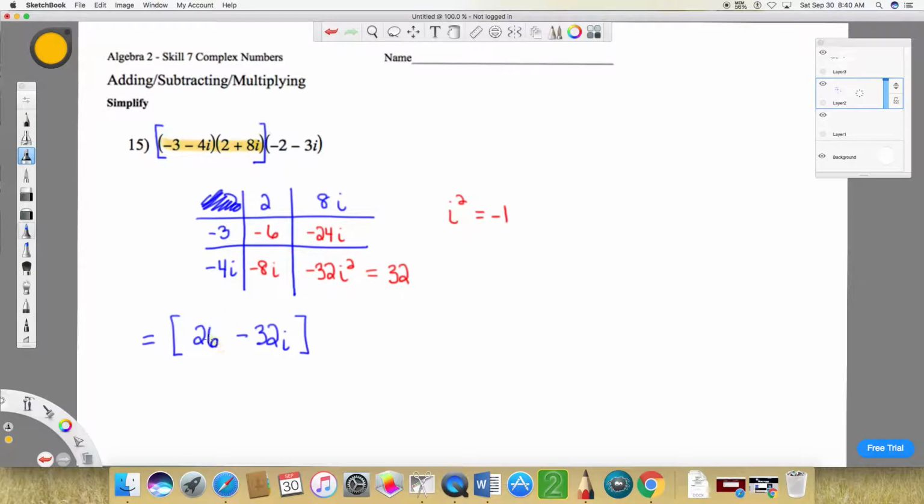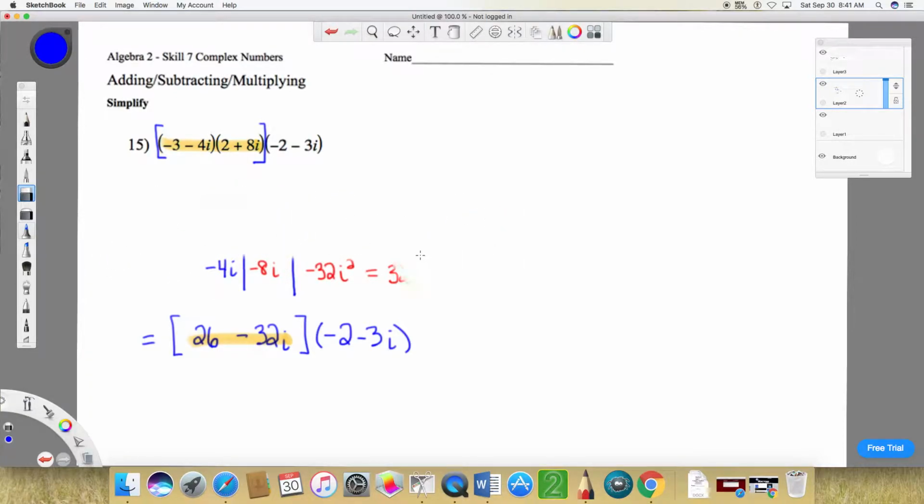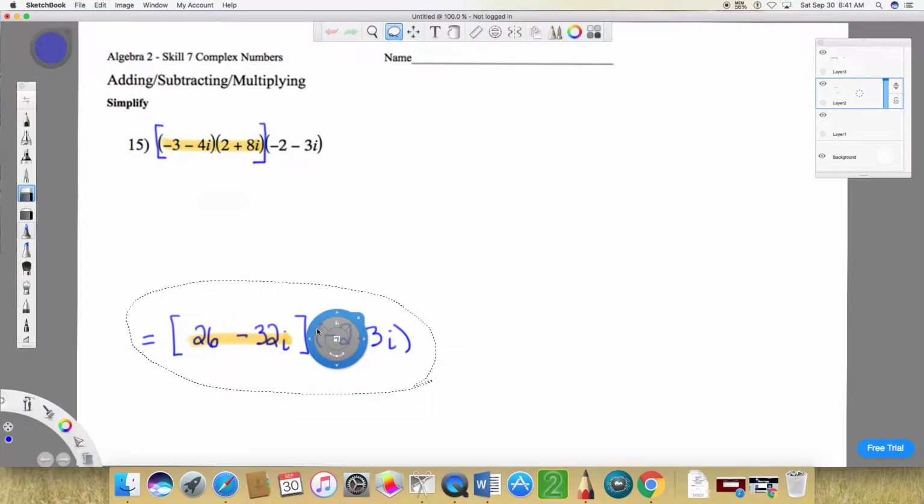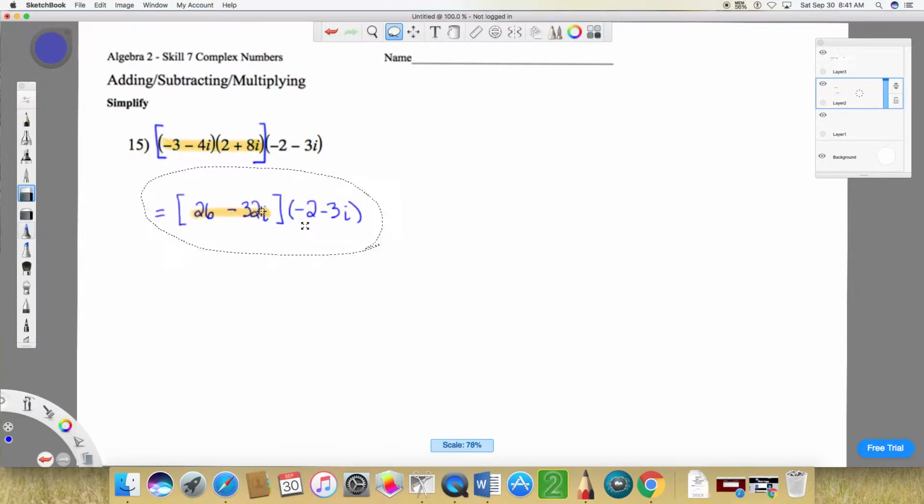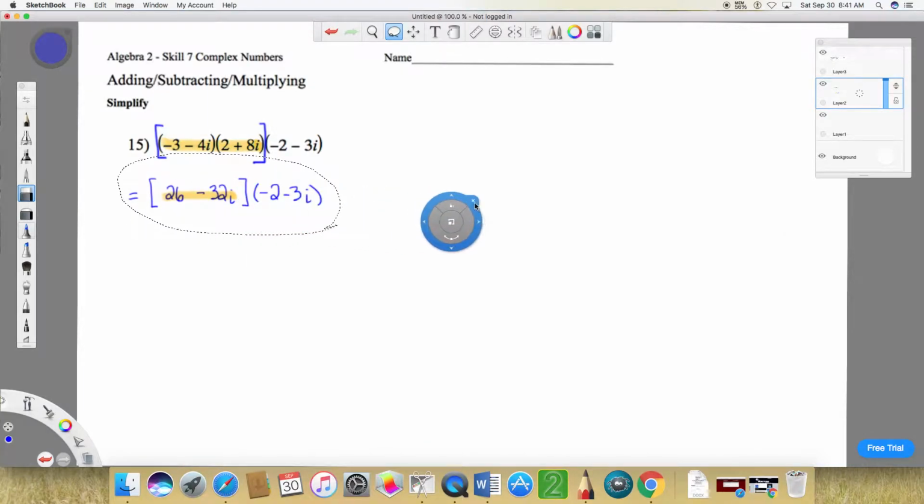This can now be replaced with this, and now we multiply this binomial times our last binomial. So I'm going to do it in a table again. I'm just going to erase some of this previous work on the video. You can always pause it or go back. So I'm just going to make another table.